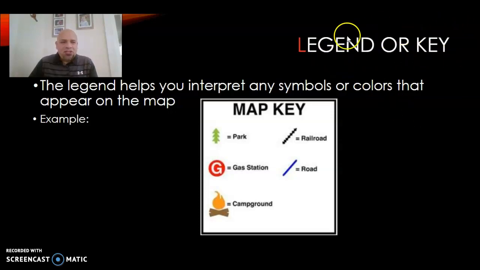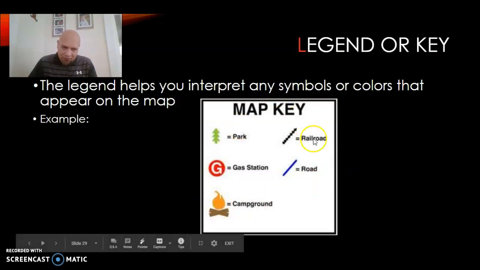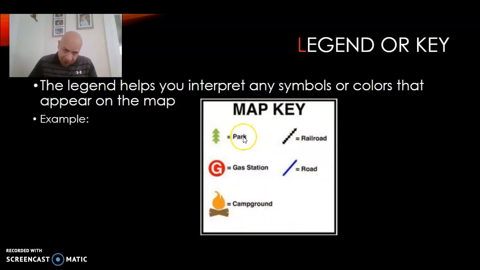And finally, the second to last one, the L stands for legend or key. Sometimes it goes by legend, sometimes it goes by key. It's the same thing. The legend helps you interpret any symbols or colors that appear on the map. So, for example, if you see this on a map, you know that that's a park. If you see this on a map, you know that that's a gas station. A legend tells us that.